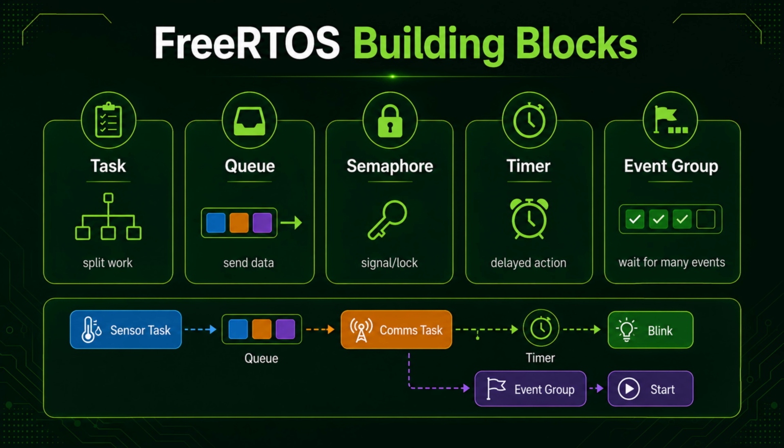Tasks divide the application into independent responsibilities. Queues safely transfer data between tasks. Binary semaphores signal events, while mutexes protect shared resources. Counting semaphores manage multiple identical resources. Software timers provide delayed or periodic callbacks without creating another permanent task. Event groups allow one task to wait for several system conditions.